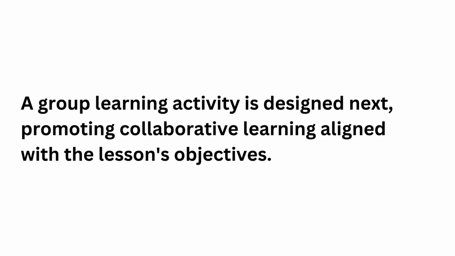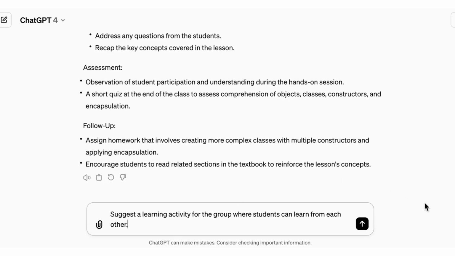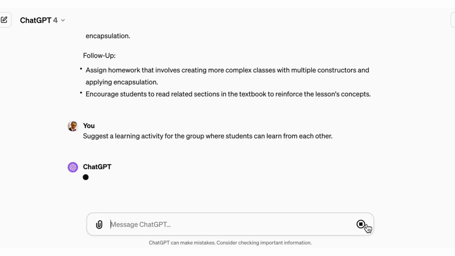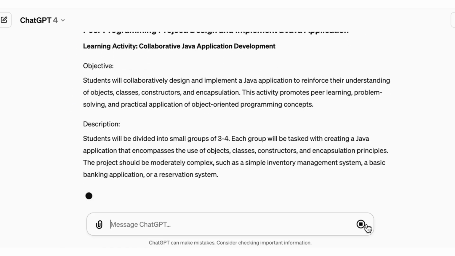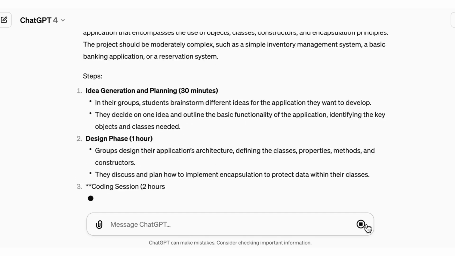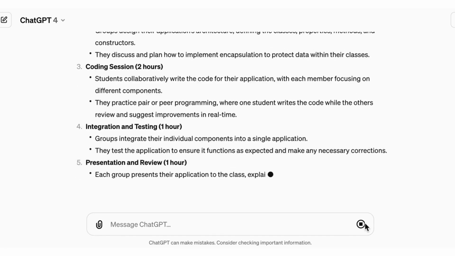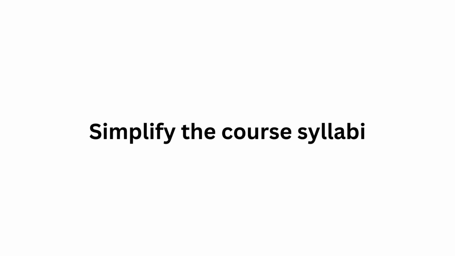A group learning activity is designed next, promoting collaborative learning aligned with the lesson's objectives. To conclude, we simplify the course syllabi, making it more accessible.